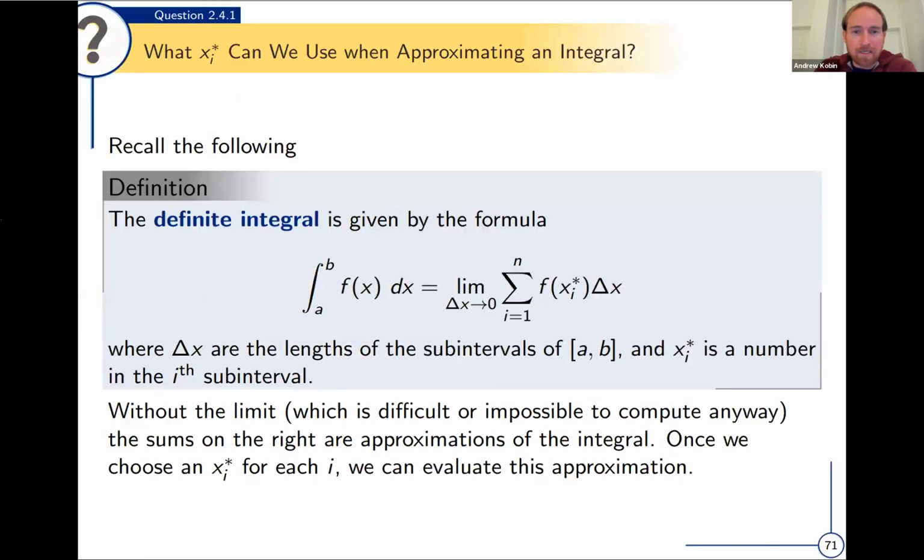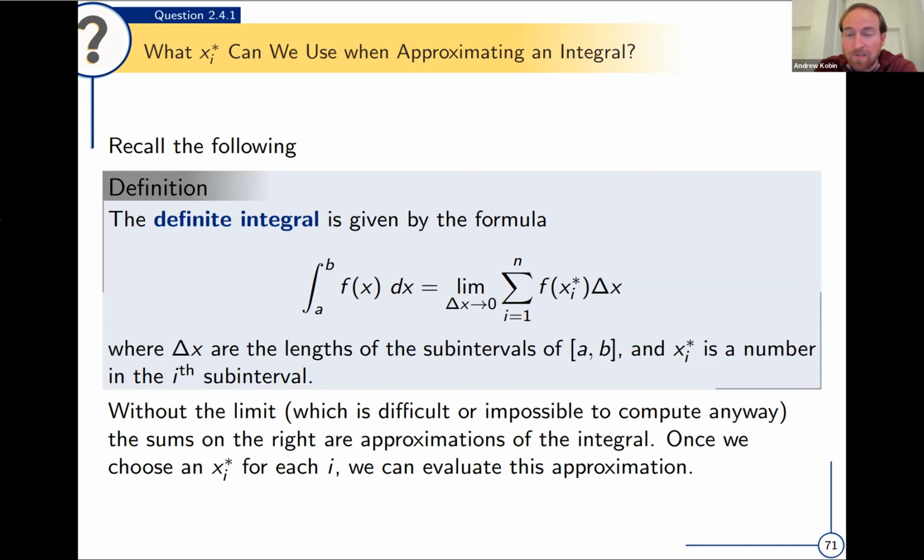So recall from Calc 1, you learned that the definite integral of a function f of x dx from x equals a to x equals b is, in its original definition, the area under the curve, but this is computed by or given by the following limit. It's the limit as delta x approaches 0 of the summation from 1 to n of certain rectangular areas given by height f of xi star and width delta x, where delta x here is the length of each of the subintervals we divide our interval a to b into.